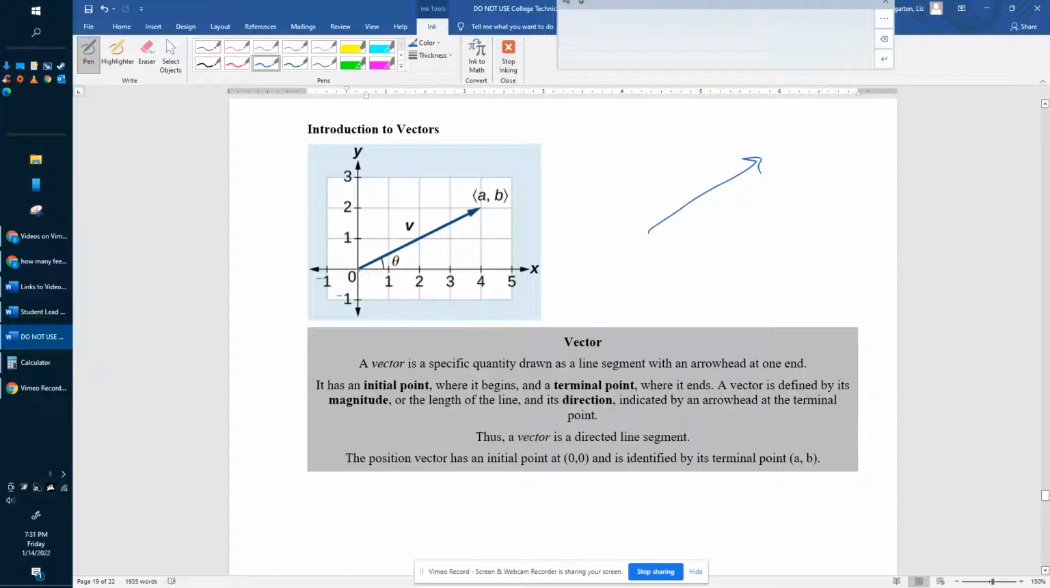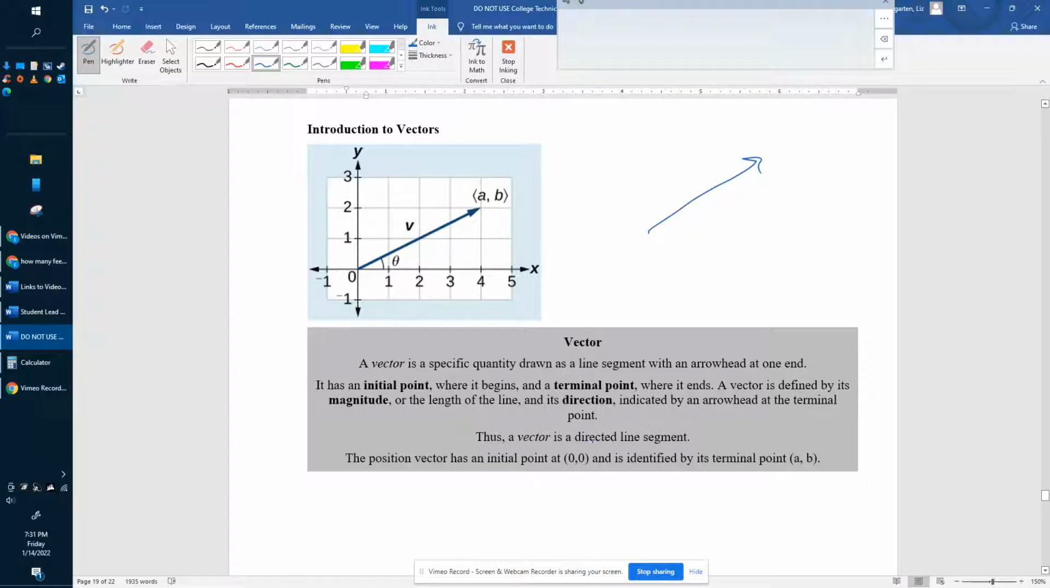A vector has an initial point where the vector starts. That's where the arrowhead is not. In this case, right here, it's at the origin. It may not necessarily always be at the origin. The terminal point is where the arrowhead is. That's where it ends. A vector is defined by its magnitude, which is its length, and its direction, which is where the arrow is pointed.